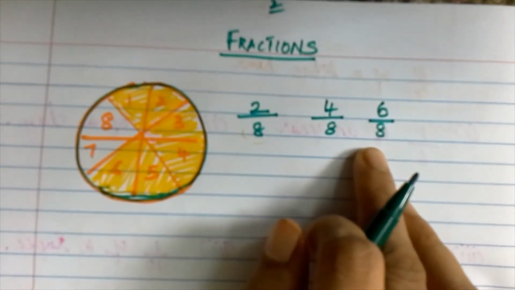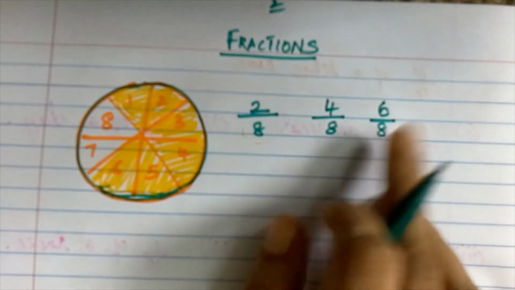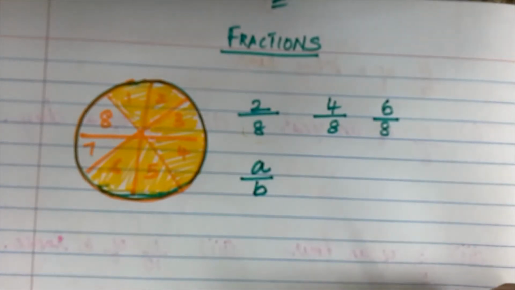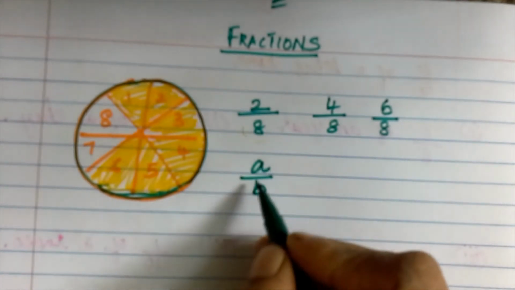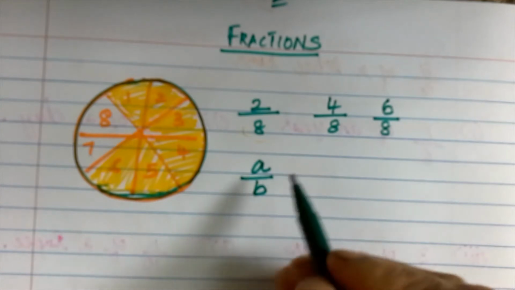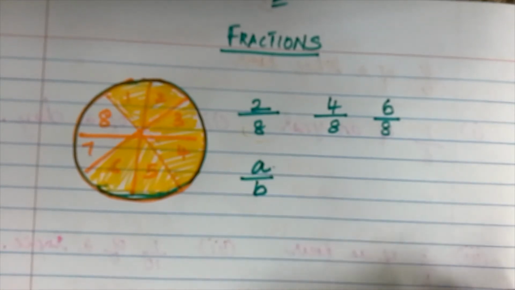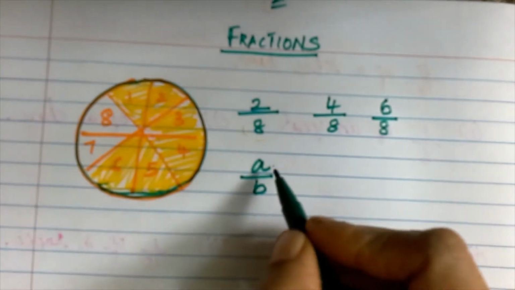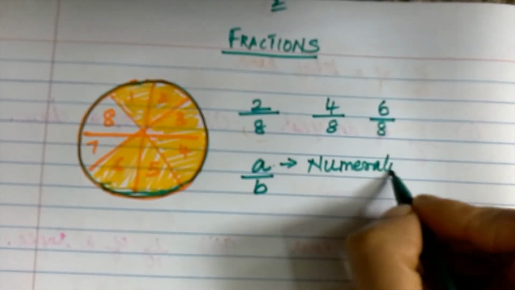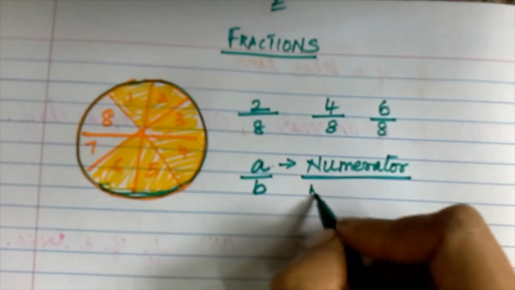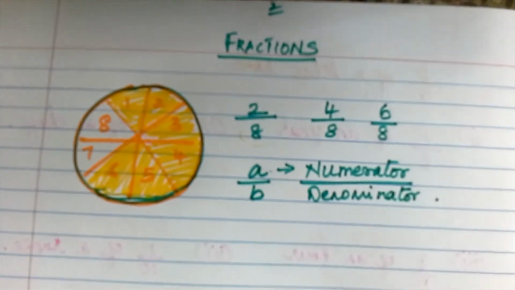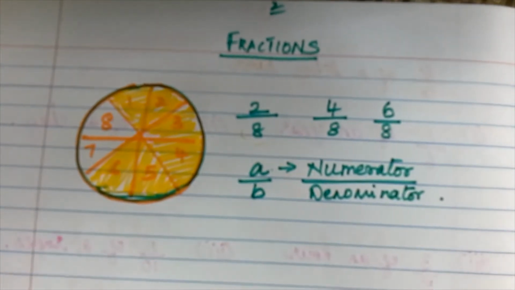Any numbers of the form a by b, where a and b are natural numbers, are called fractions. Technically, this a is called the numerator and b is called the denominator. So this is called a fraction.